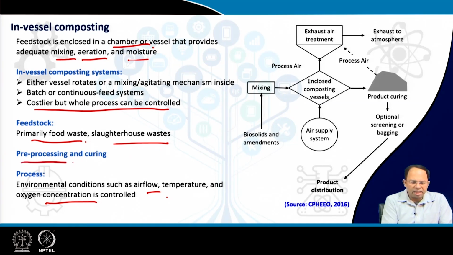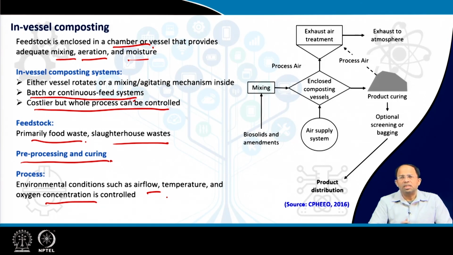Now, pre-processing and curing is required before we put the waste inside this vessel, and it could be a batch or a continuous feed system. That means the vessel could be designed in such a way that we continuously keep on adding waste and it continuously gives out compost on the other end, or we put in a batch of waste, leave it for some time, take out the compost, and then put in another fresh batch of waste, right?